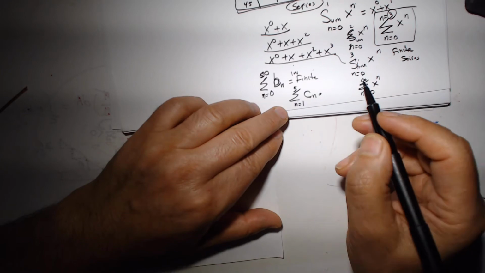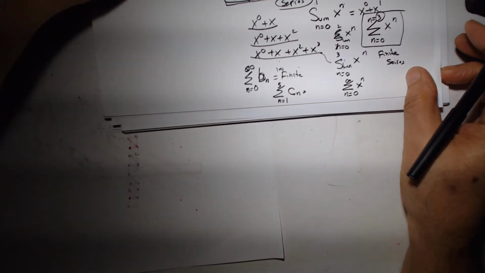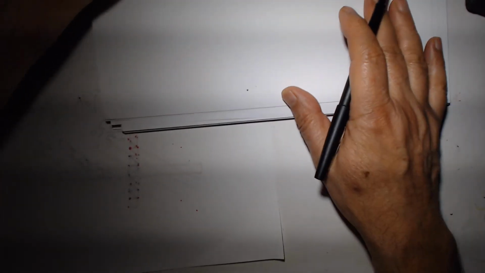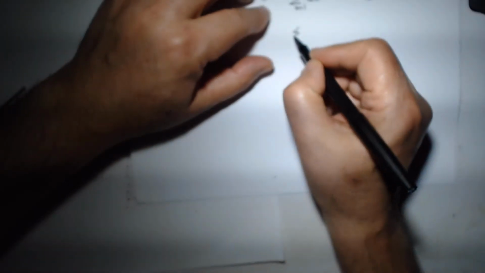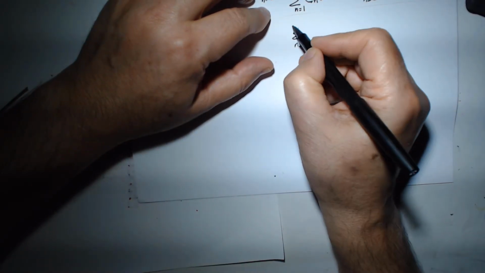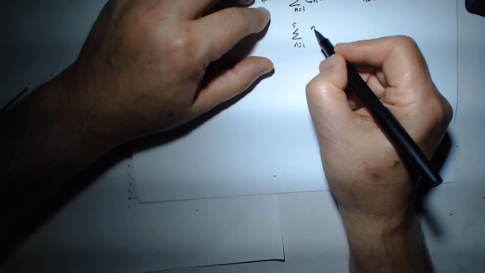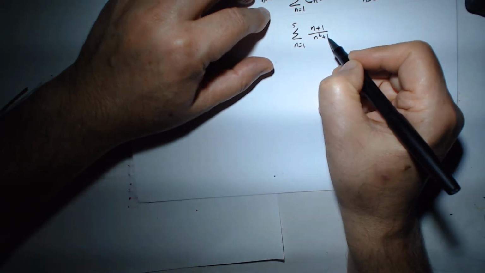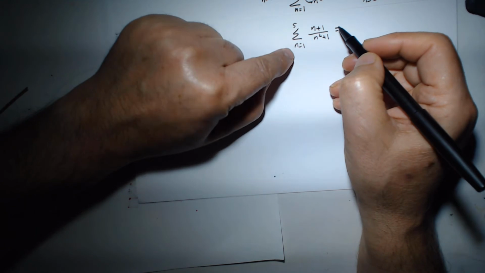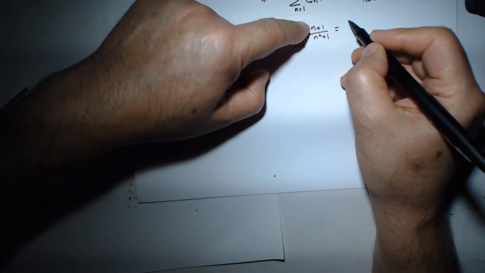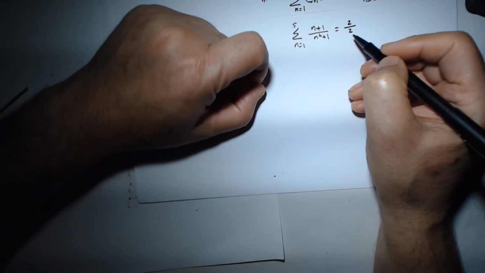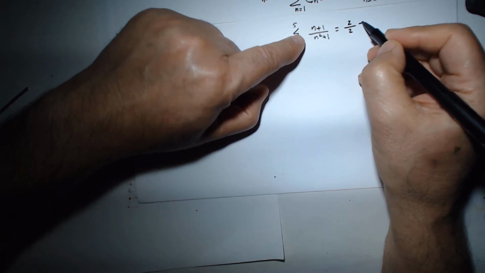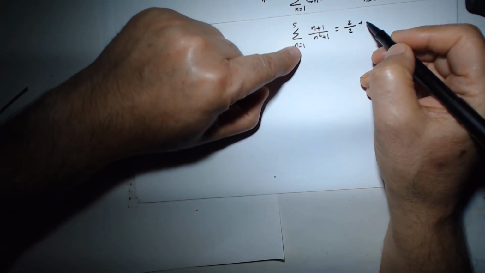Somebody said, what does it mean? If your sequence is n plus 1 over n squared plus 1, this is what it means. Put 1 here, you get 2 over 2. Put 2 here, remember n has to be an integer number.